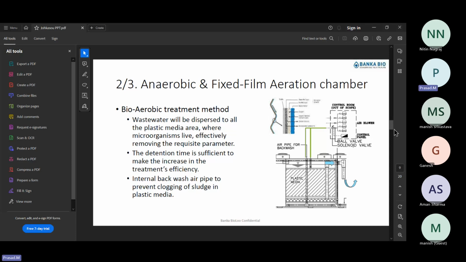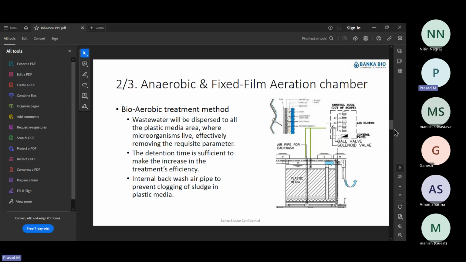And someone may ask you a question regarding this. If in any sewage treatment plant the BOD COD load is very low, then why do you require anaerobic treatment? Is my question clear to you? When you are going to the market, one person may ask you this question. If your BOD COD load is very low, then why are you giving anaerobic treatment?